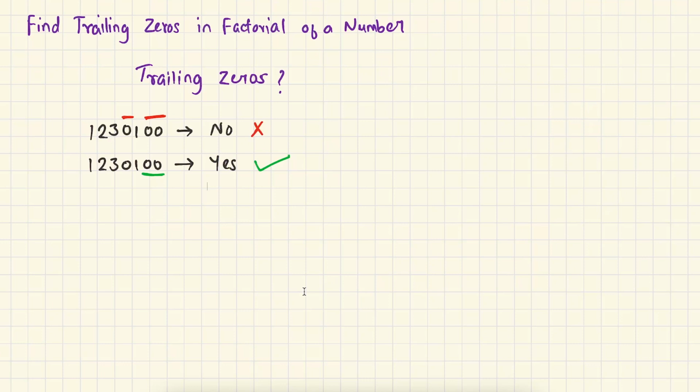And the problem is: we are given a number and we have to find the number of trailing zeros in the factorial of that number. So before we move on, let's understand what is meant by trailing zeros.